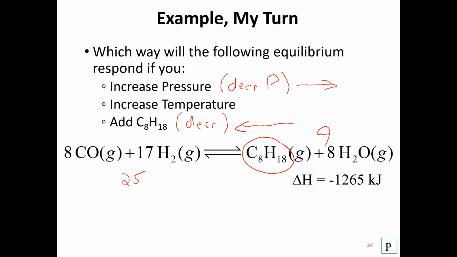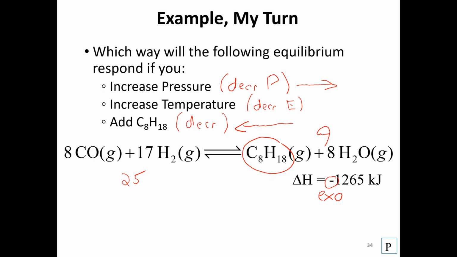Now, increase temperature. Or if you think about it, increase energy. If I try to increase the available energy, you guessed it, it's going to try and decrease the available energy. Now, how can it do that? Well, look down here at the delta H. I don't care what the number is so much. I care about that sign, which means it is exothermic. And exothermic means it gives off energy.